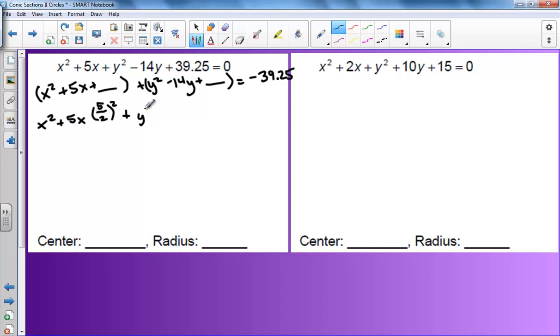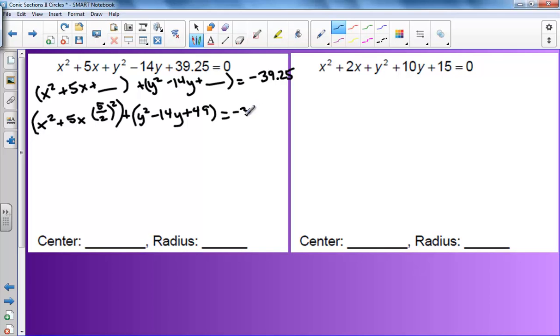And then here I've got y squared. Notice I've dropped my parentheses. That's just because I have another set there. That's kind of confusing. And then negative 7. So negative 14 divided by 2 is my b over 2. Negative 7 squared means I'm adding 49 here. I guess I can go ahead and put that in there.